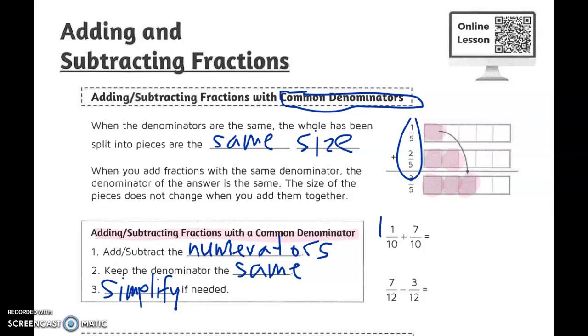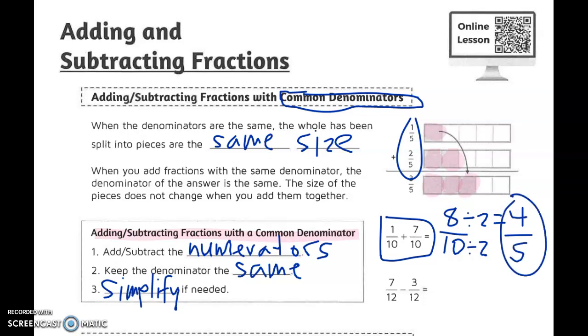We have 1/10 plus 7/10. The denominators are the same, so in this case we're just going to move the denominator over here. It's staying the same, and then we just add the 1 and the 7, and of course we get 8. Now, this third step is to simplify. We know that those are both even, so we can divide by 2. And what we do to one, we have to do to the other. So 8 divided by 2 is 4, and 10 divided by 2 is 5. So that's going to simplify to 4/5.